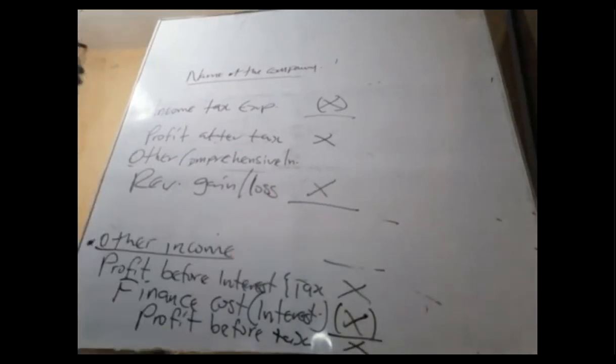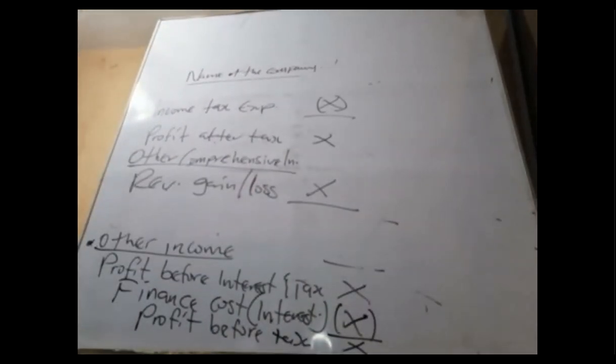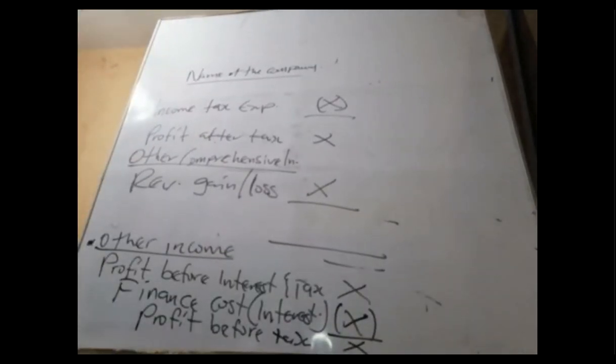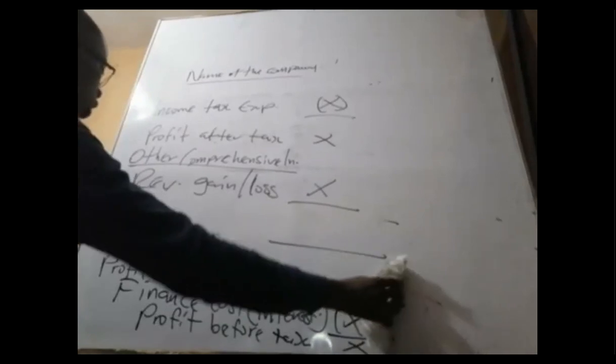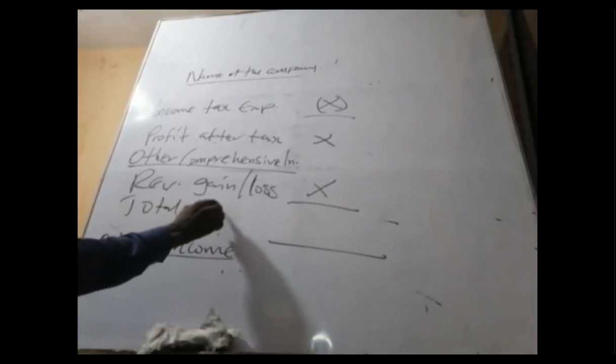So after adding the other comprehensive income to it, you now get what you call total comprehensive income for the year. I've made that figure very big, yes, because it's very huge.